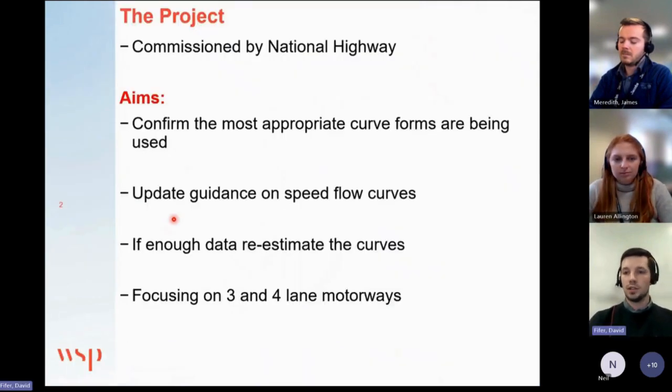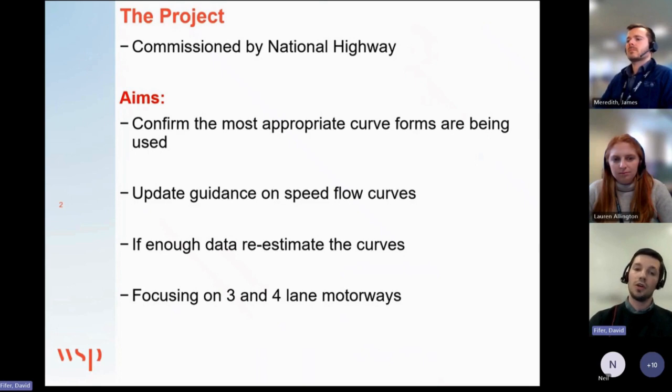So the project was commissioned by National Highways, and its aims are to confirm that the most appropriate curve forms are being used in our models, potentially to update guidance on which speed flow curves are recommended for use. And if we can have enough data to re-estimate some existing curves, we'll be focusing on 3 and 4 lane curves used in 3 and 4 lane motorways.